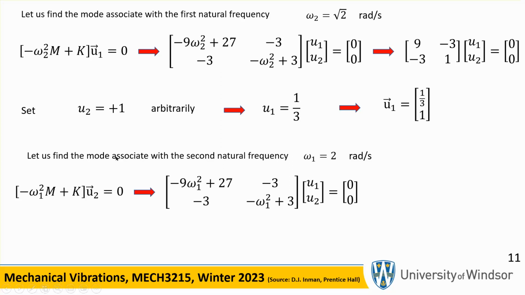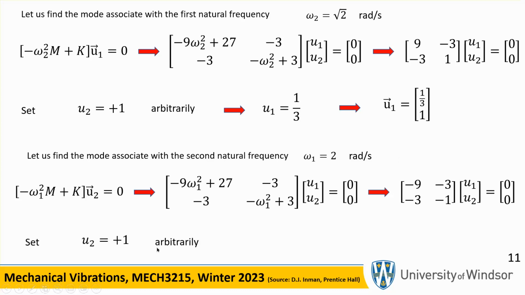Now, the equation, if you write this thing, is going to look like that, where omega 1 is actually 2. Just literally plug it in. Once again, these two equations are identical. One is 3 times the other one. So really, I have freedom to choose one of these variables, u1 and u2. Arbitrarily, I'm setting u2 equal to +1. And that'll give me u1 equal to -1/3. And I found the second mode.